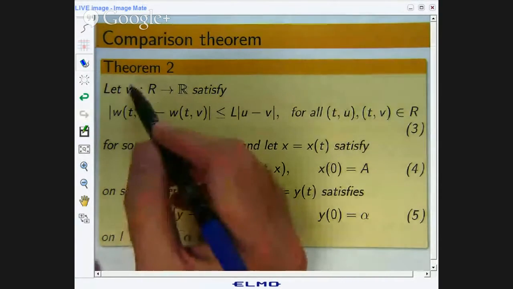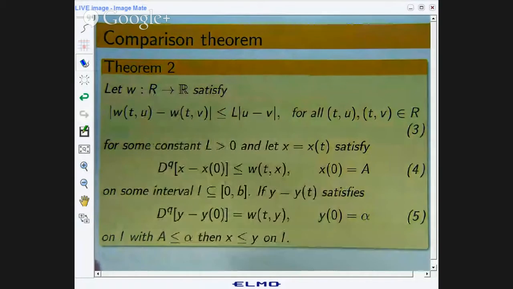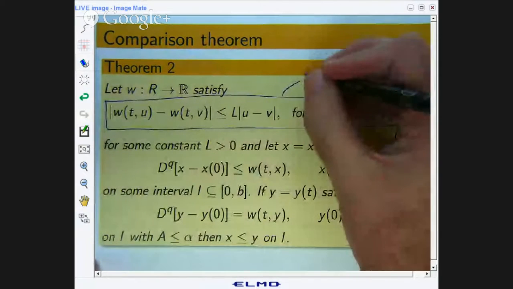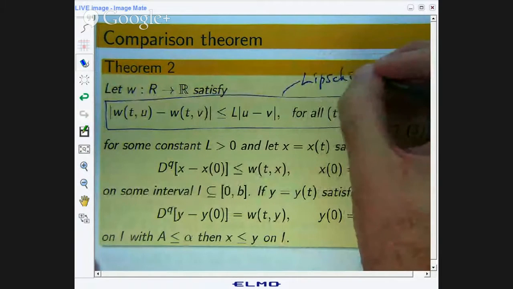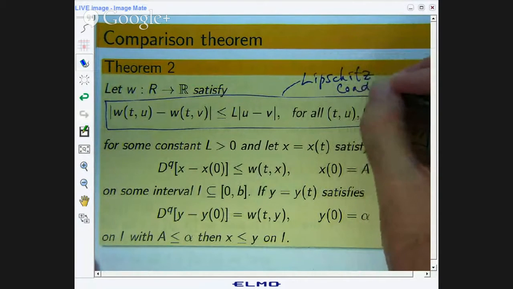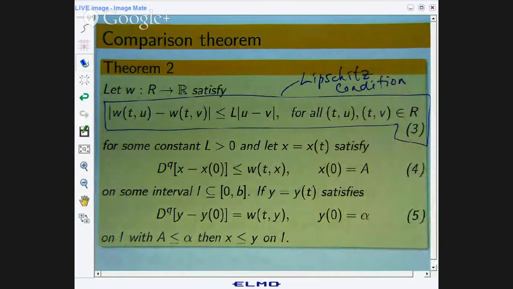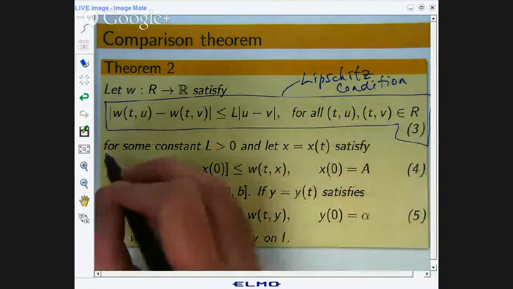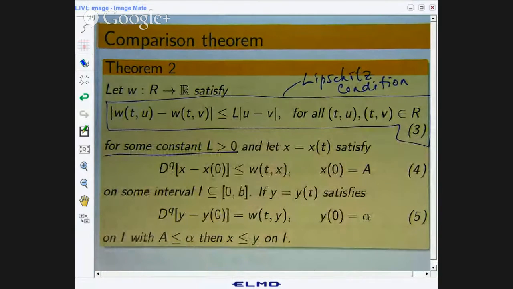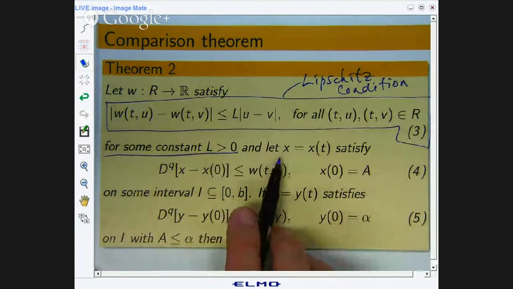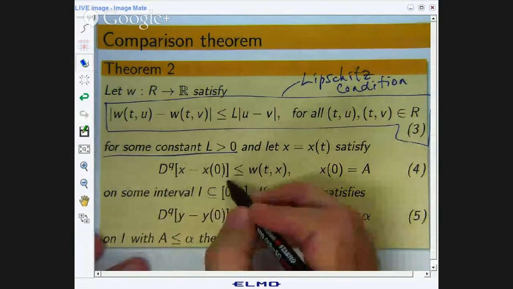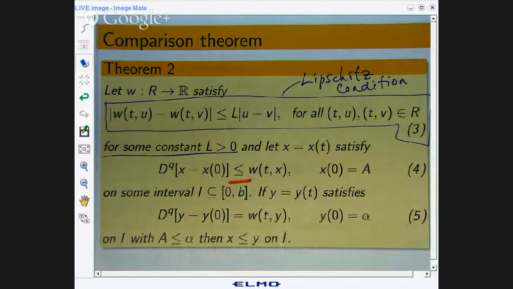All right, so let W be defined on the same rectangle as before, and it satisfies some sort of inequality known as a Lipschitz condition. This is a very famous condition in the area of differential equations. Okay, so for all pairs of points in the rectangle, we have this kind of inequality for some positive constant r. Now, let x be a function that satisfies this kind of problem. Now, note there's an inequality there, not an equality on some interval.